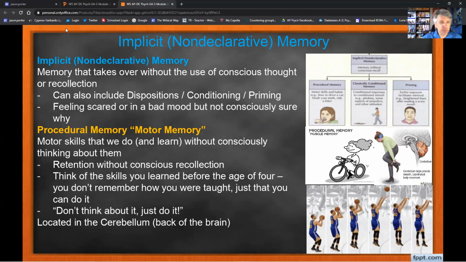This could include dispositions, moods that we have that get established. You meet a person named Dave and you're like, ooh, I knew a Dave. And just the name Dave puts me in a bad mood. So I'm already creating memories of you in a bad mood. Conditioning: when you were in a car and you got in an accident, the next time you get in the car, you have this feeling of nervousness because non-declaratively you're remembering that past accident.